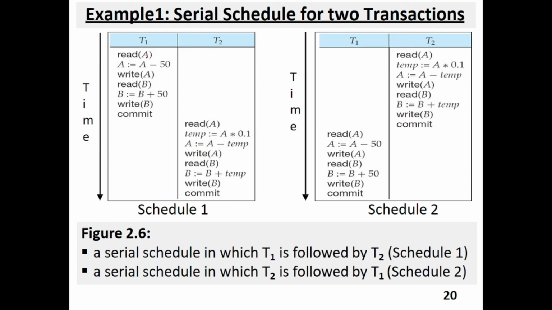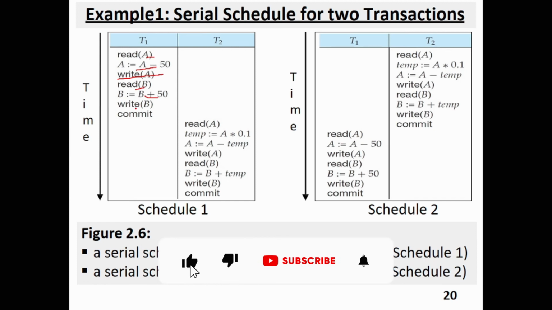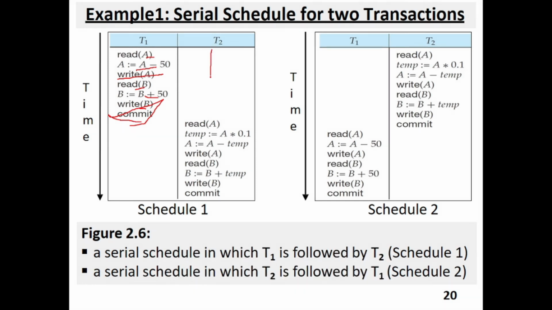Transaction 1 reads, modifies or updates values, and writes A, reads B, modifies, writes B, commit. Transaction 1 commit ሆነ ማለት ነው። After up to this transaction, T2 waits under hold state or waiting state. Here read A, temp is equal to A times 0.1, or modification of the database is started here.